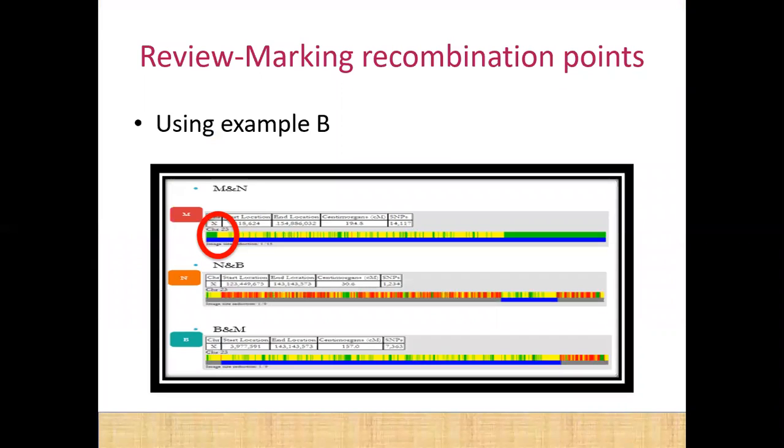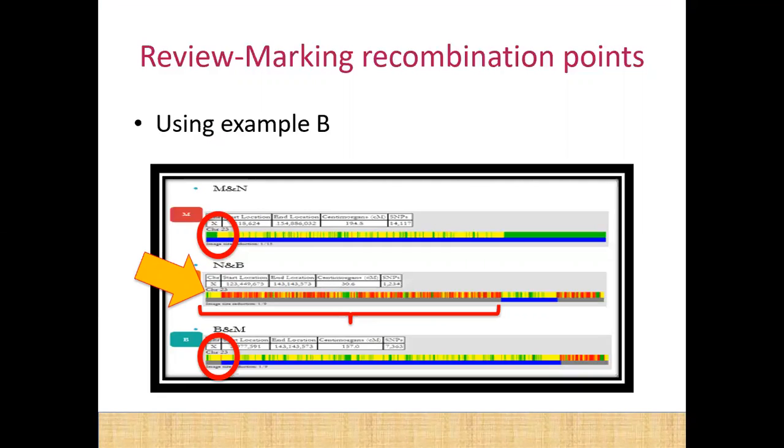M and N have fully identical segments, green over blue. That changes to a half-identical segment, yellow over blue. Below that, we find that N and B do not share DNA for most of that chromosome. When we look below at the B and M comparison, we see a change from no match, that gray on the bottom, to a half match, yellow on the top, blue on the bottom. And we have found our 2 points of change indicating the recombination point.